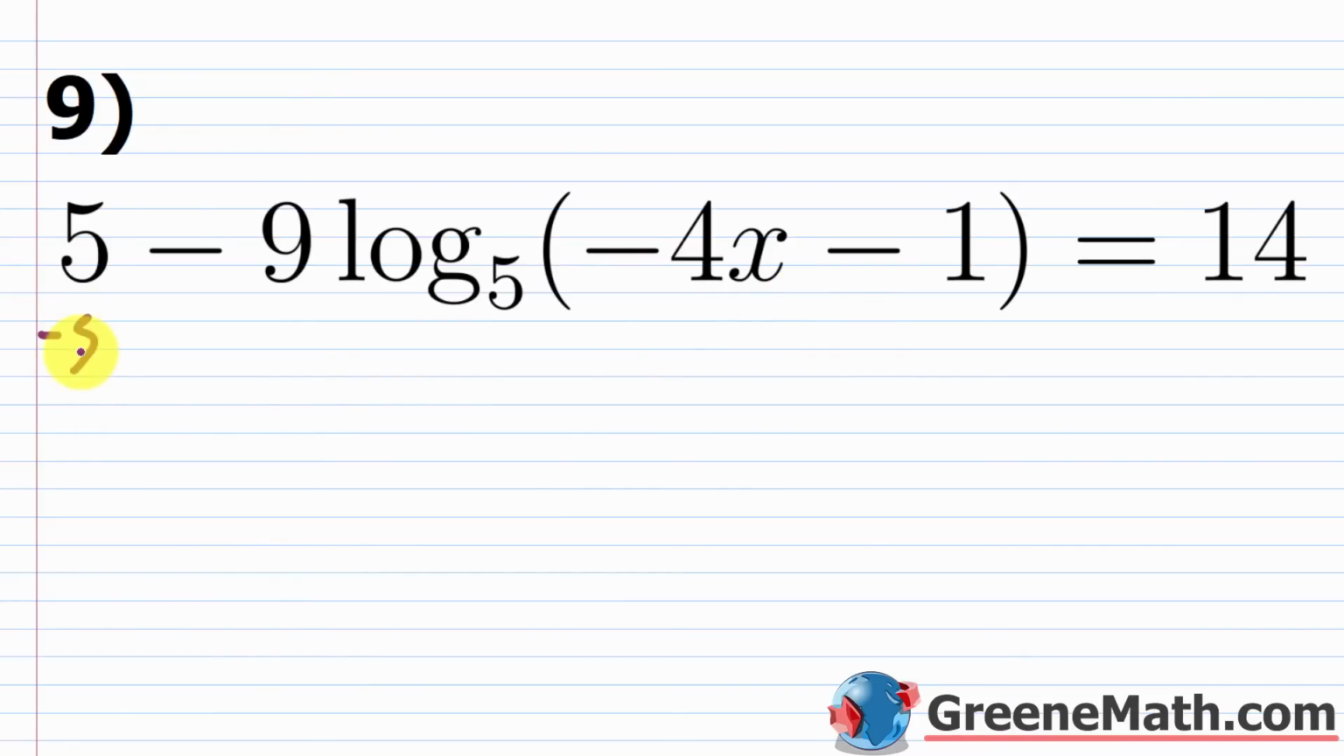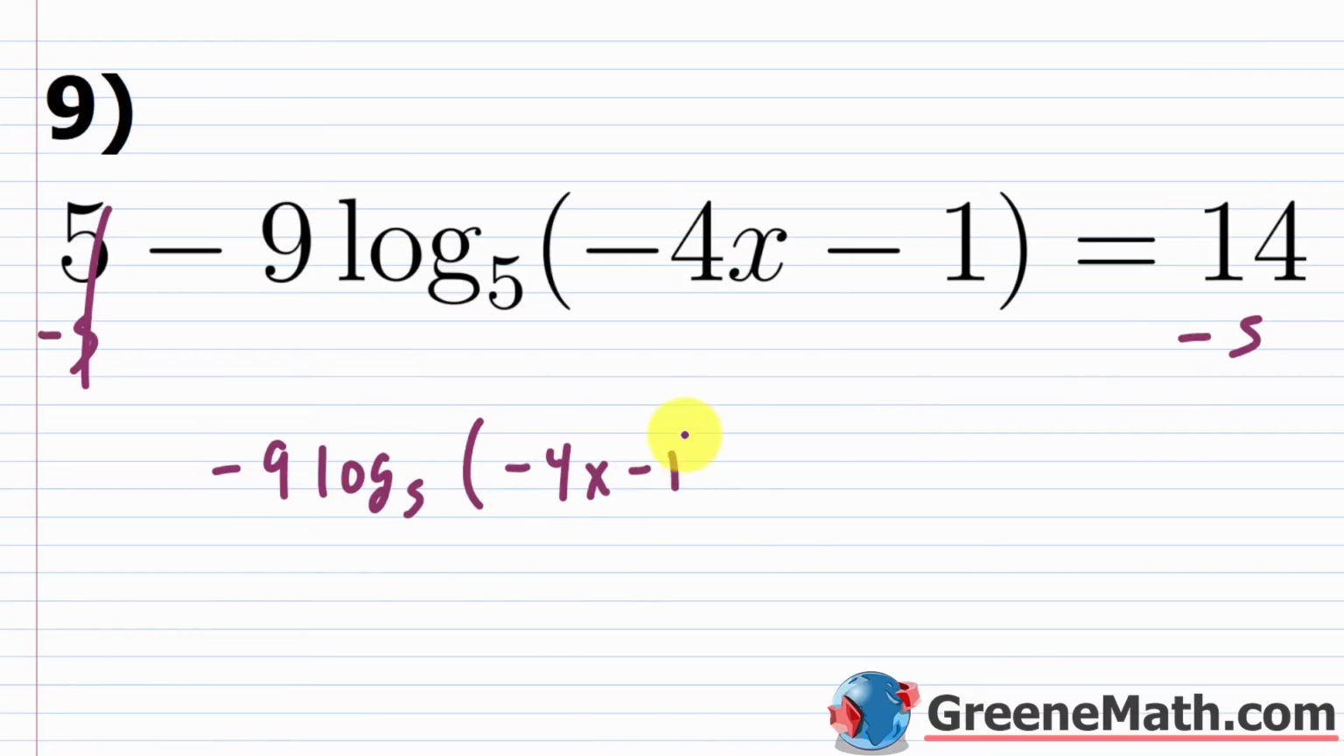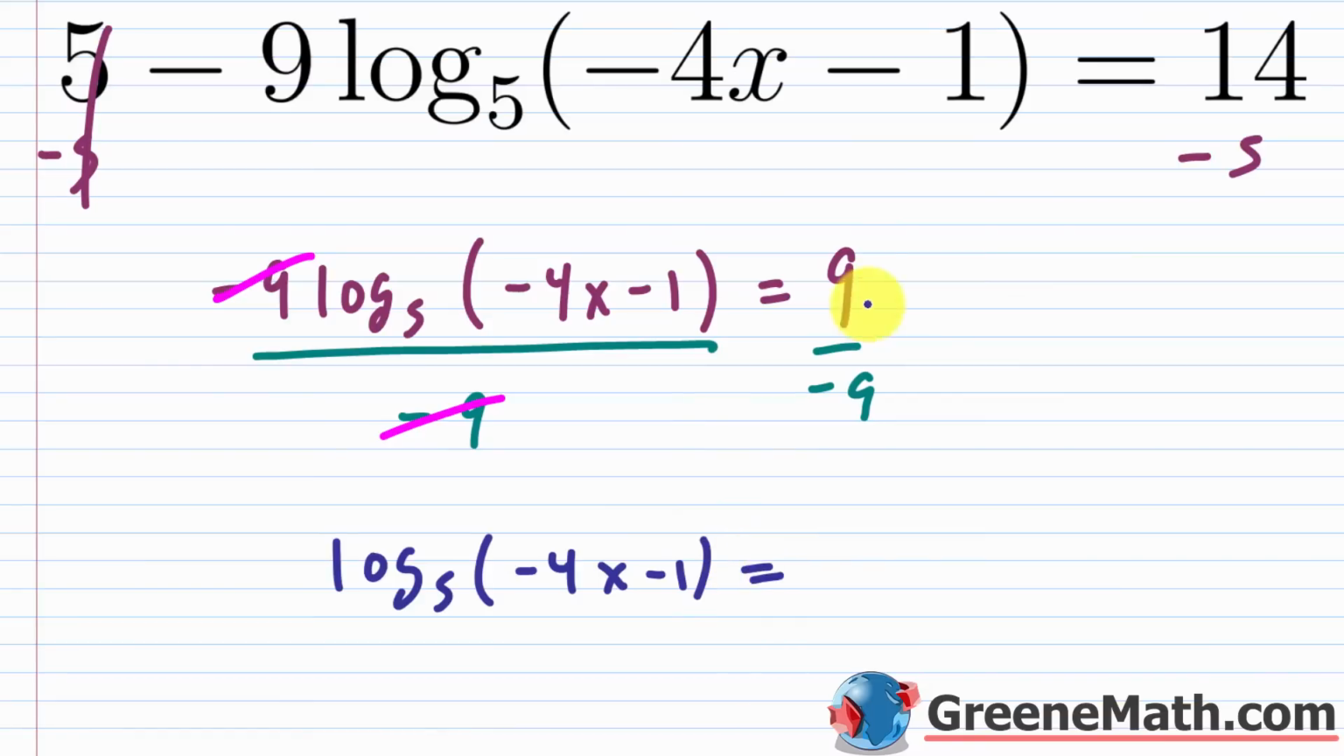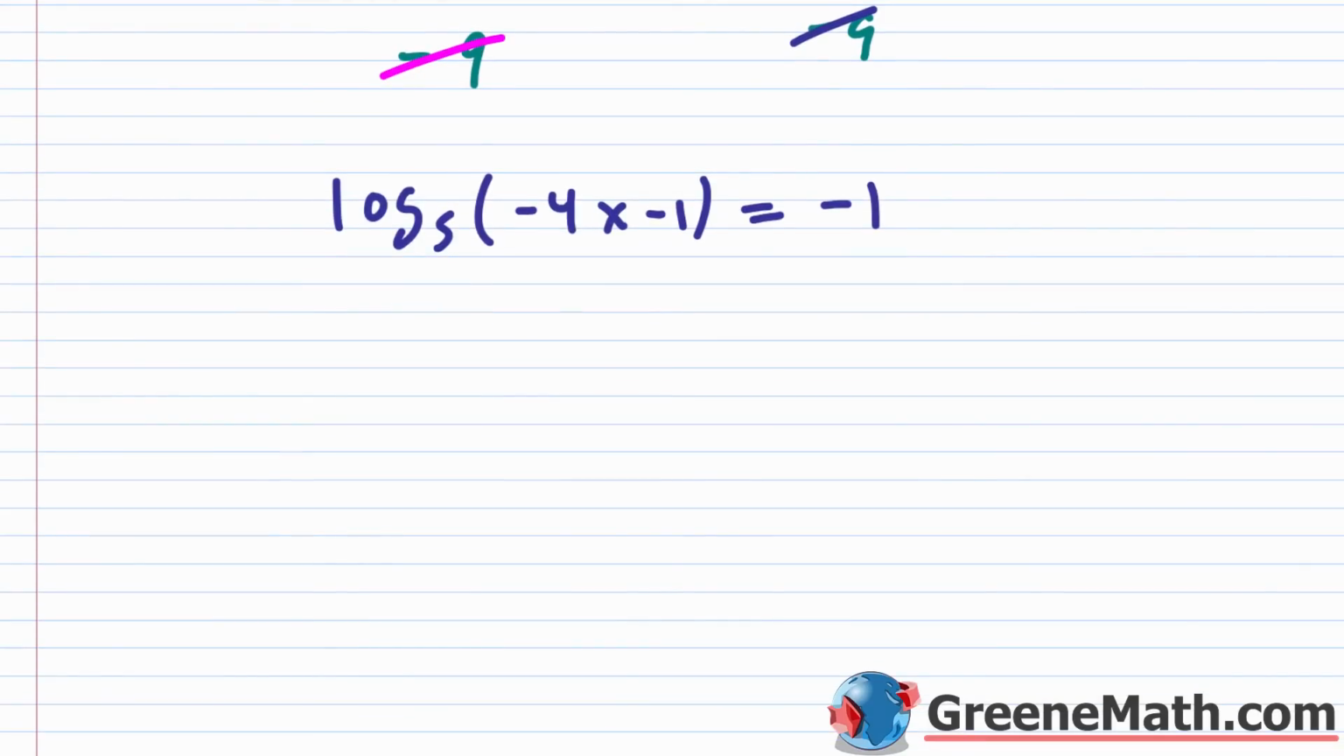So we're going to subtract 5 away from each side of the equation. This would cancel. We get negative 9 times log base 5 of negative 4x minus 1, and this equals 14 minus 5, which is going to be 9. Let me divide both sides of the equation by negative 9. So this would cancel with this, and we're going to have log base 5 of negative 4x minus 1, and this equals 9 over negative 9, that's going to give me negative 1. So let's write negative 1 over here. Let me slide down a little bit. And now we can put this into exponential form.